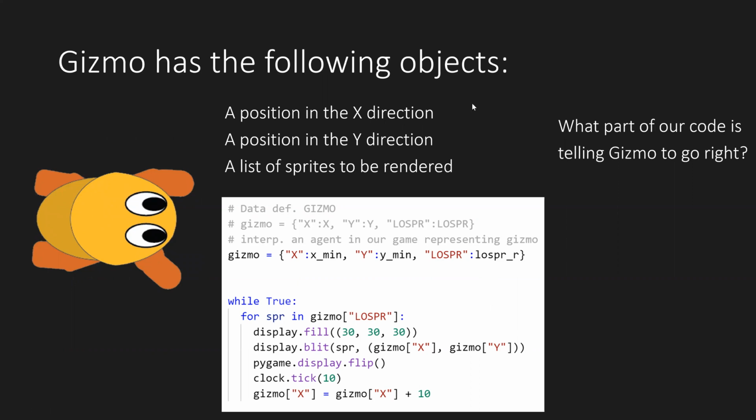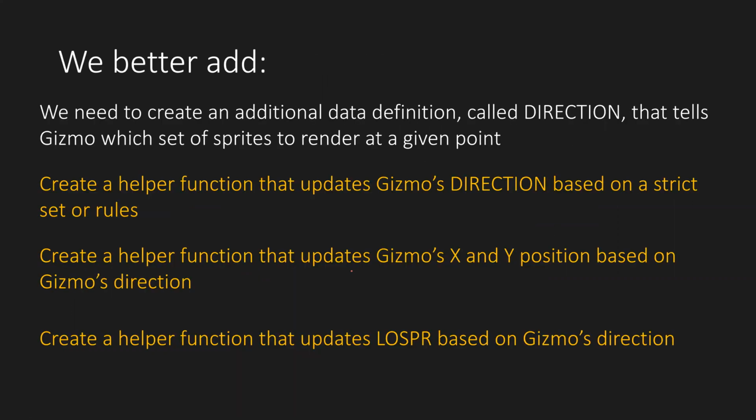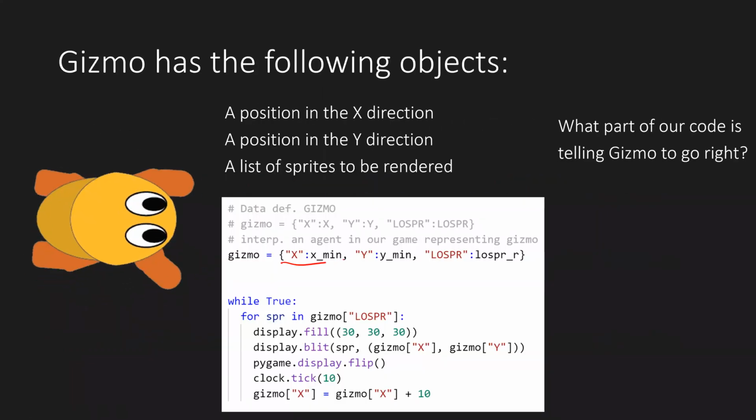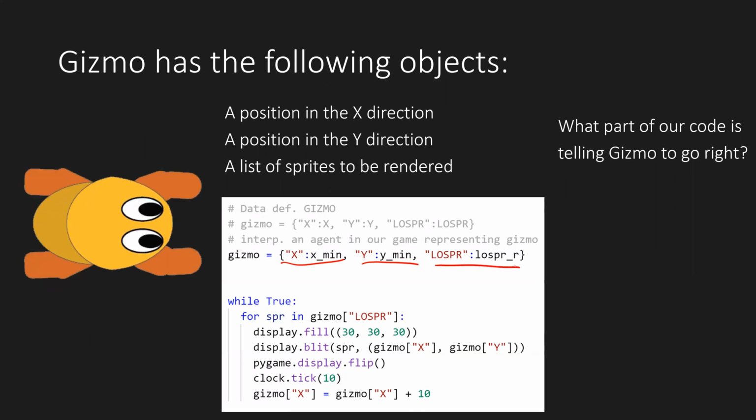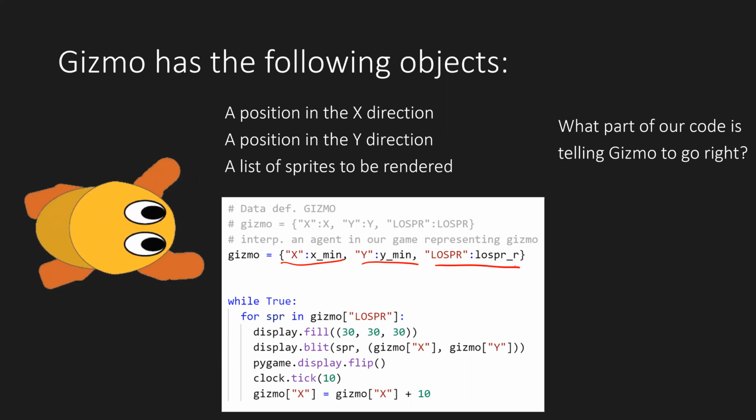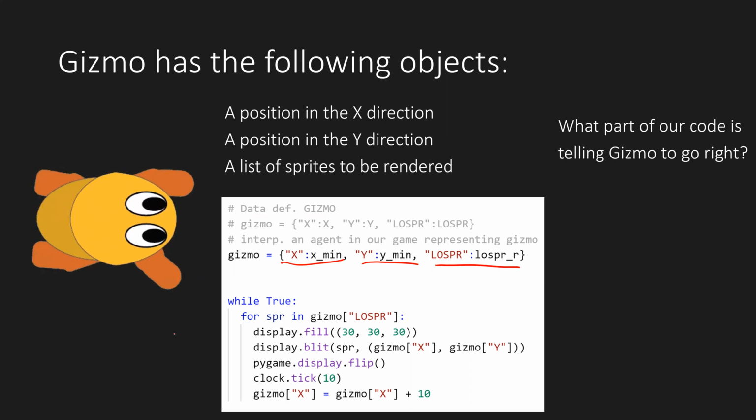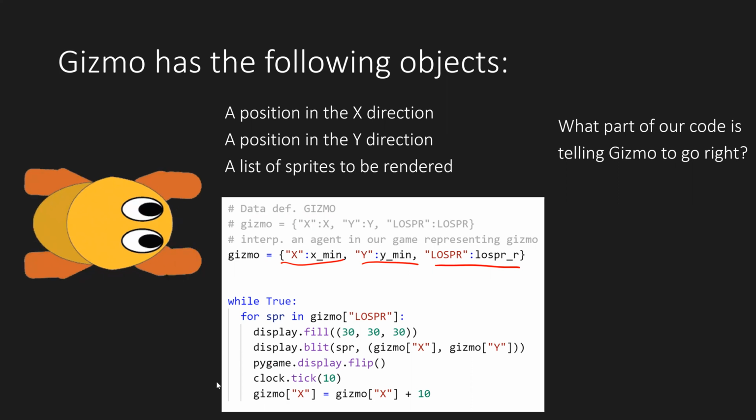So which of those data definitions, X, Y, or list of sprites, is telling Gizmo to go to the right? What do you guys think? You can type 3 dots if you want to say something. You can also say, I don't know, and that's perfectly okay too.